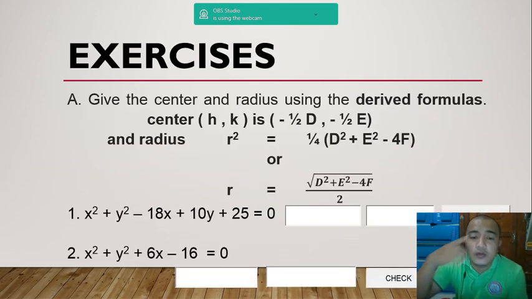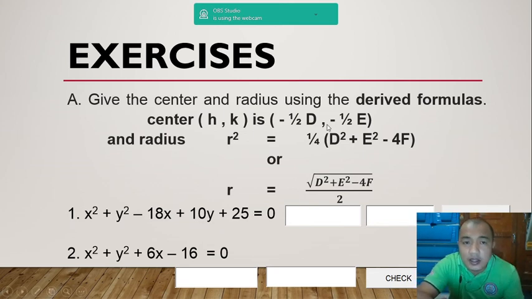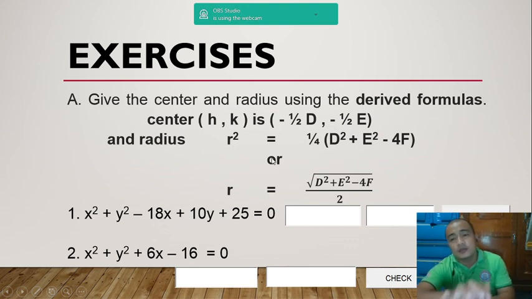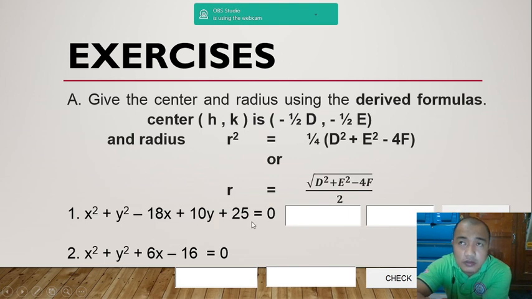And so we proceed now to exercises. Okay. Letter A. Give the center and radius using the derived formulas. Center is (negative 1 over 2 d, negative 1 over 2 e). Radius is the square root of d squared plus e squared minus 4f, all over 2. So I will just give you the answer and later on you verify this in your scratch paper, right? I think the center can be determined orally: divide D and E by negative 2. That's the center. The radius, we still need to compute a bit. But if you can do it mentally, that's better.